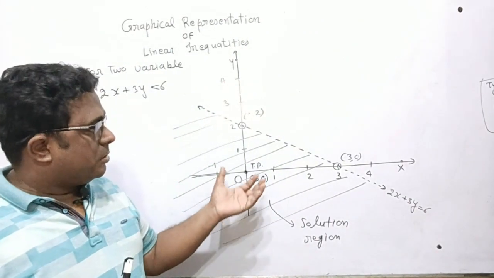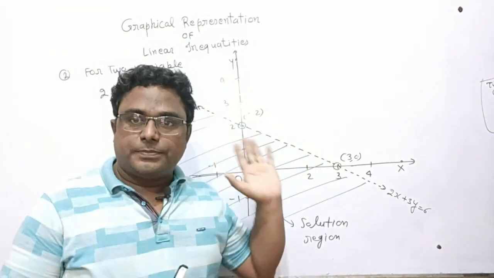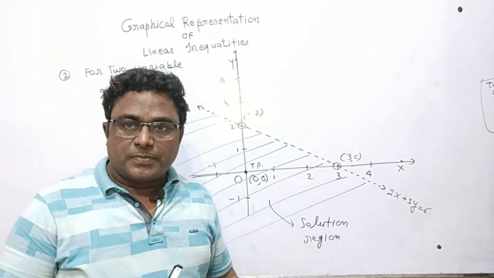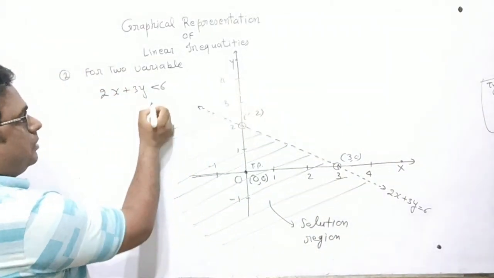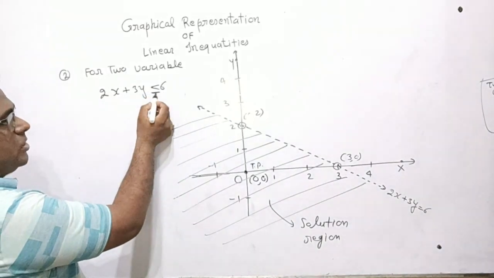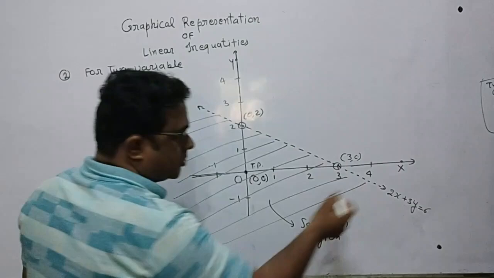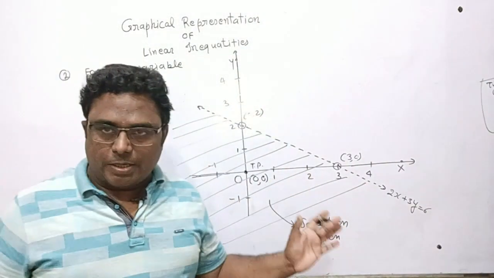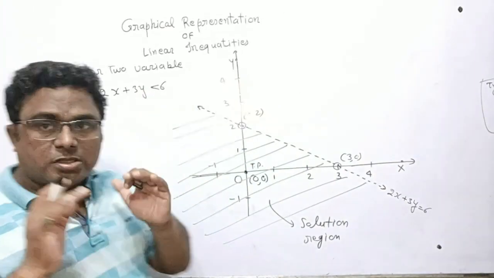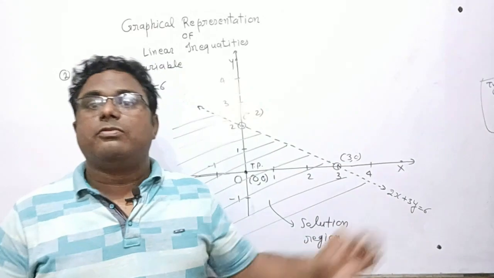Now, some students might have noted that I have drawn the line dotted. What is the reason behind that? Why did I draw the line dotted? Because here the equal sign was not given. If in the question the equal sign is given to us, in that case we will draw the line solid. Solid means a proper straight line. But if the equal sign is not given, as you can see here, you will have to draw the line in dotted form.